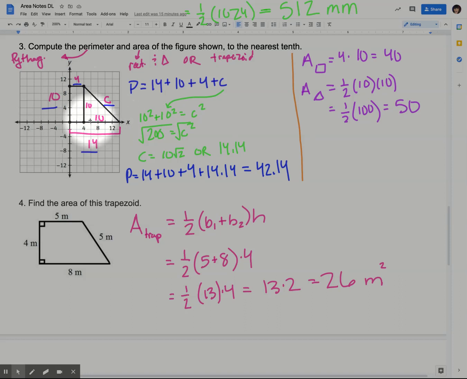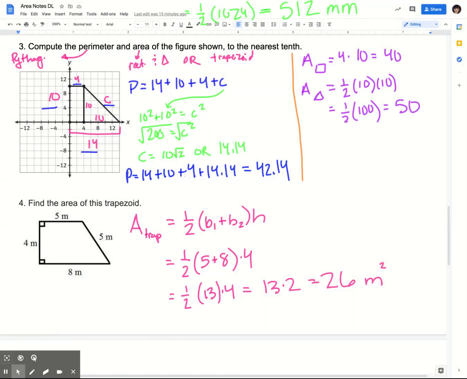So I looked at my right triangle right here. I said, okay, A is 10, B is 10, and then I'm looking for C. I got 14.14 when I plugged that into my calculator. So when I added all of those sides up, I got 42.14 for the perimeter. And then for area, I told you there were two different ways you could do this. You could either do it with the area of a trapezoid formula, or you could divide this shape into its two composite shapes, a rectangle and a triangle, and then find both of their areas.